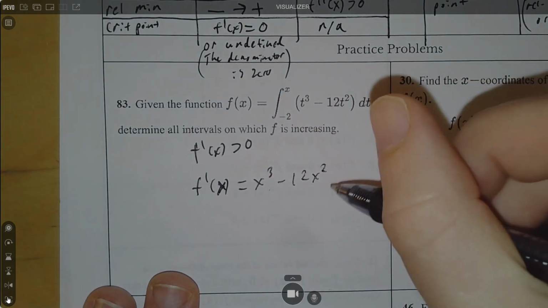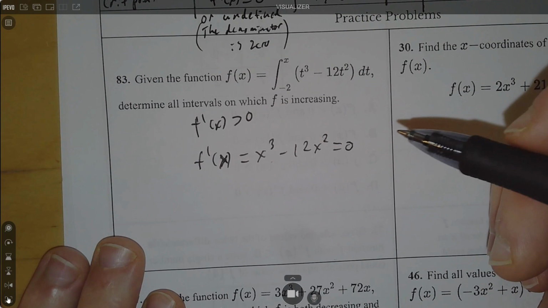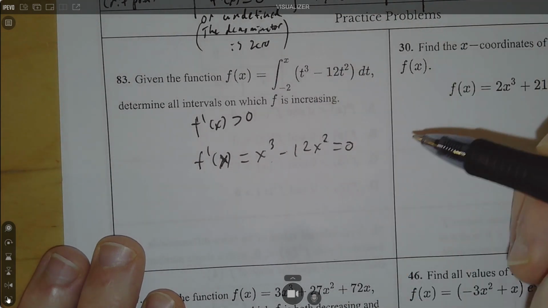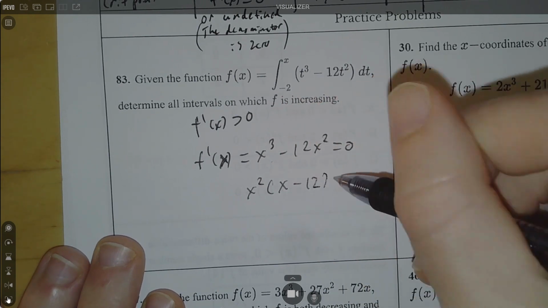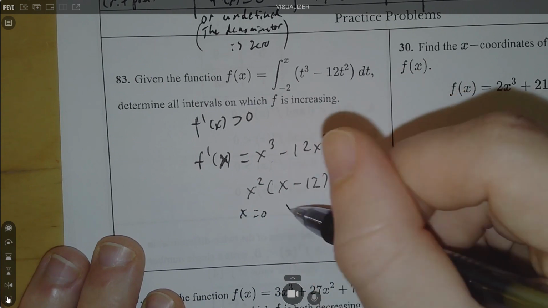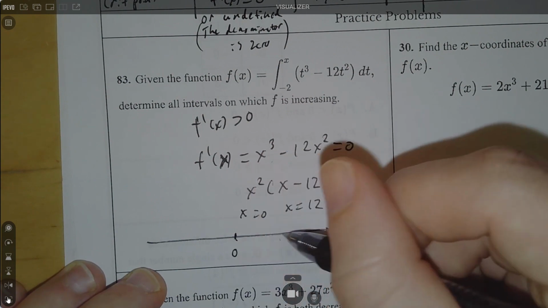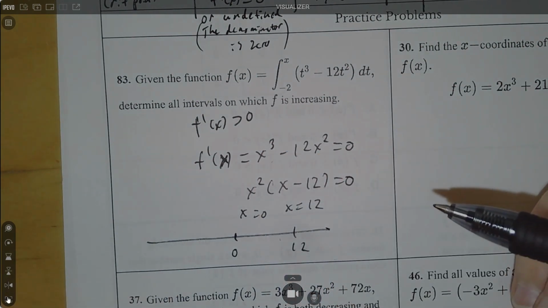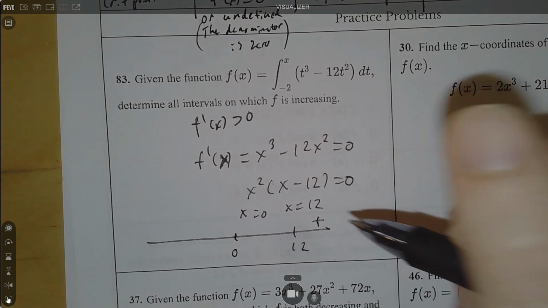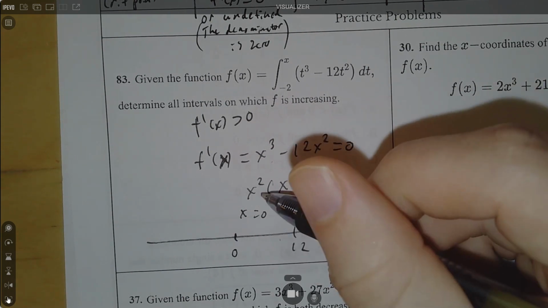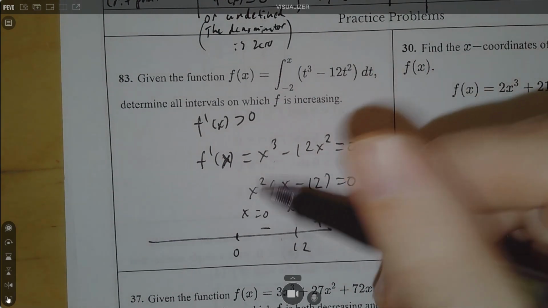And then from here, you set that equal to 0 and do your sign chart, the number line, right? Let's factor out the greatest common factor, x squared. So it's x squared times (x minus 12) equals 0. My solutions are x equals 0 and x equals 12. Number line it: 0, 12. And we test the points. This is going to be positive. Plug in a 10, you get negative. Plug in, like, negative 3, you get negative, and a positive is going to be negative, right?